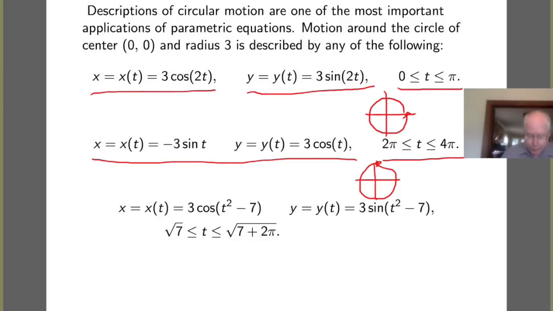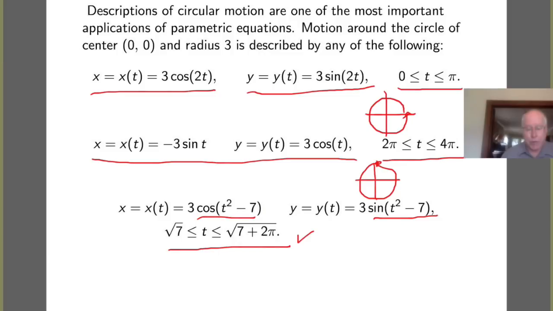And something else, we can also try things of this nature. Notice as long as we have the cosine and sine of the same angle, we can use cosine squared plus sine squared equals 1. So once again, this describes motion around a circle of radius 3, and the t parameter to get us once around the circle would look something like this.